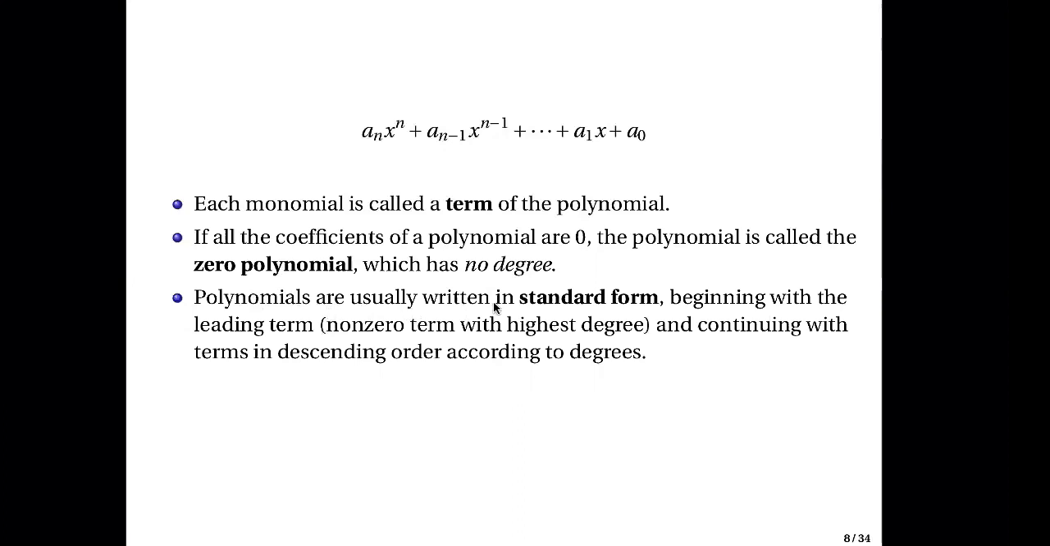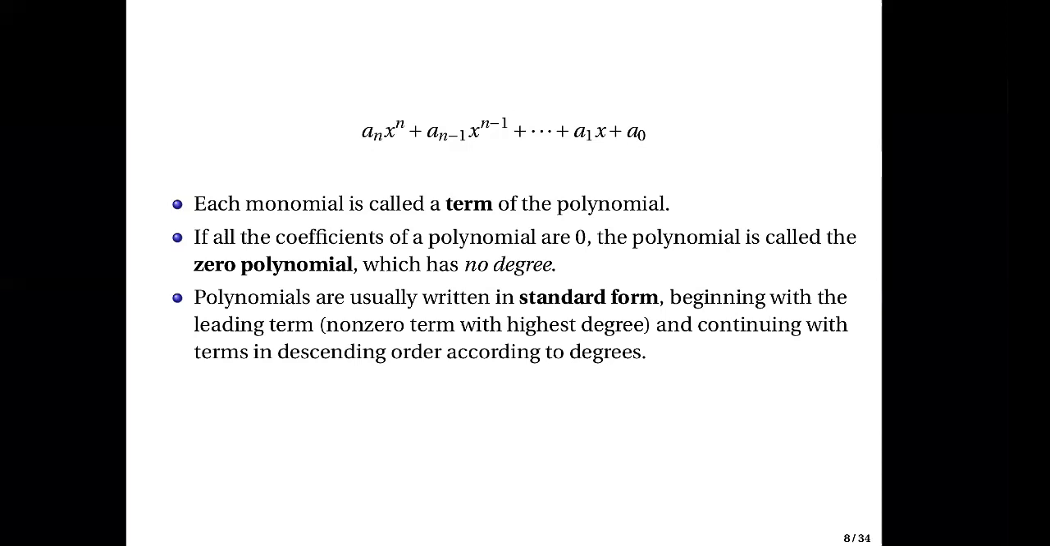Now polynomials are usually written in standard form, beginning with the leading term, the non-zero term with the highest degree. So beginning with this term and continuing with terms in descending order according to the degrees. Next to the leading term is the term with the next highest degree, etc. So decreasing order of degrees for the monomials. So if you find some polynomials which are not written in standard form, try to write it in standard form.